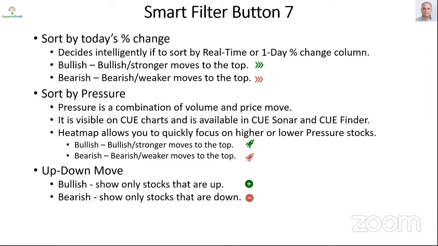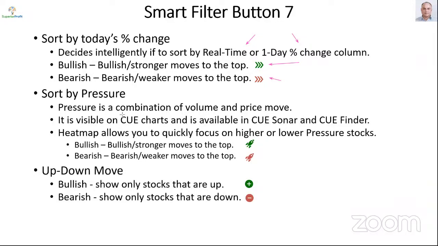Then some sorting buttons, they don't really filter anything out. They sort the data, sort by today's percentage change, and today is understood intelligently to be real time during market hours, 1 day after market hours. Bullish short, that will bring the stronger moves, the biggest moves to the top. Bearish short, it will get the most negative or down stocks to the top.